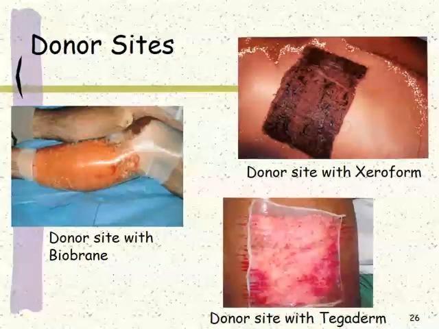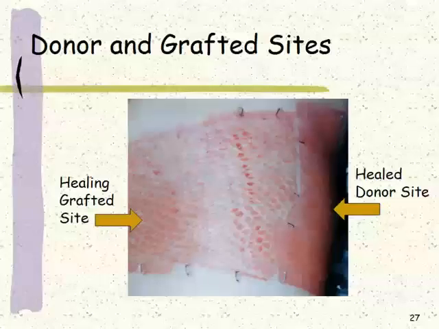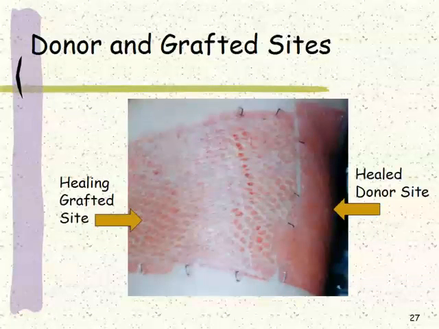This is just another example of healing in a grafted site versus healing in a donor site area. So you can see the differences between the left and the right. Eventually that grafted site will granulate new tissue, and the donor site will grow back that epithelial layer that was taken from that particular area.